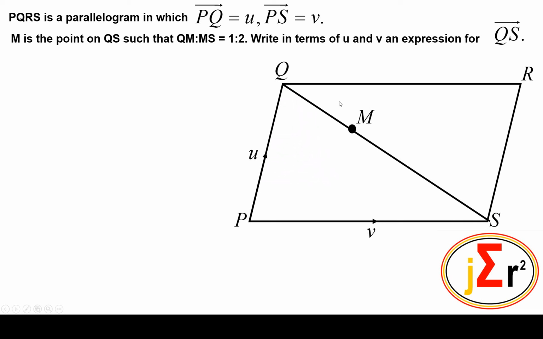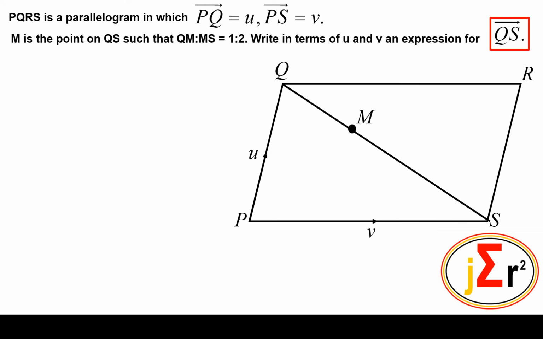This makes life easier for us because the vector that we have here that goes from P to Q is U. Therefore, the vector from S to R will also be U. P to S is V because this figure is a parallelogram. The vector from Q to R will also be equal to V.